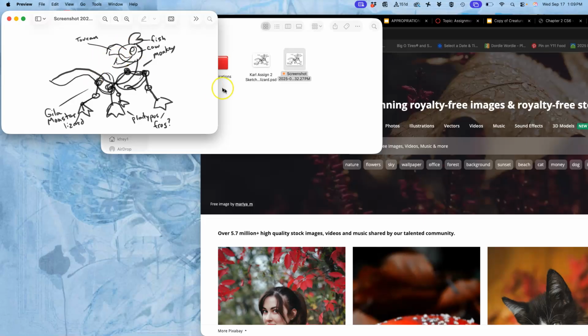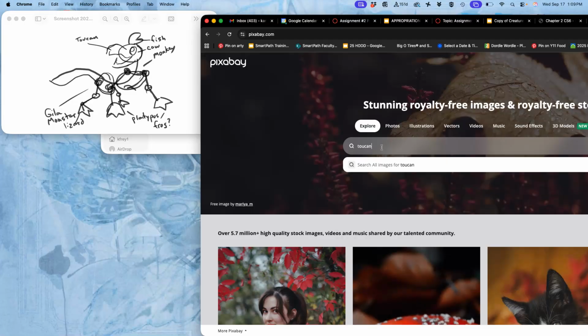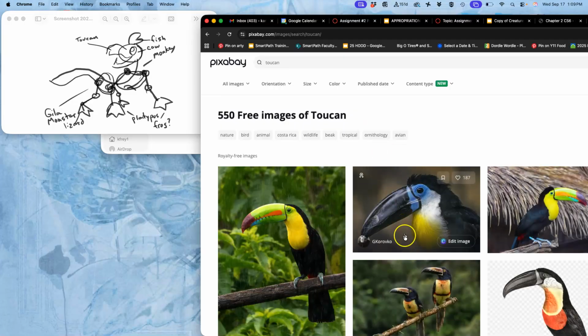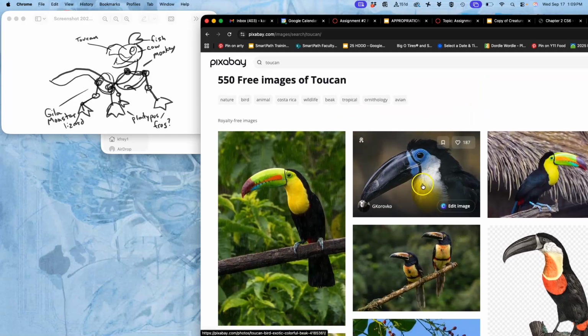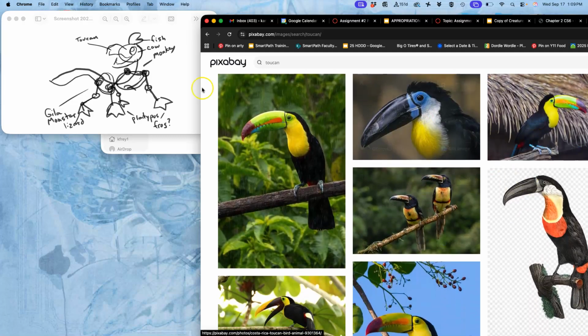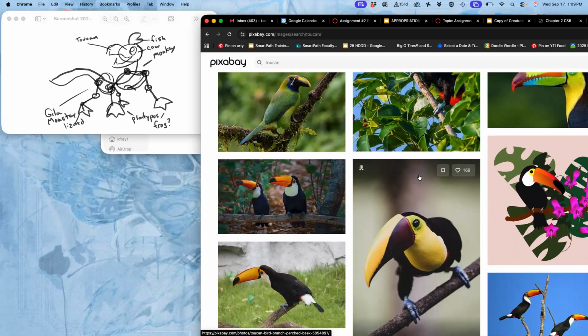Well, the head is the most important part. So I showed you how I searched for toucan images on Pixabay. And I want to scroll past any sponsored content. And what I'm looking for is a toucan head that is angled in this way. So it's angled not completely to the side, which is what almost all of these references are. It's angled a little bit more like this, where it's facing us a bit.